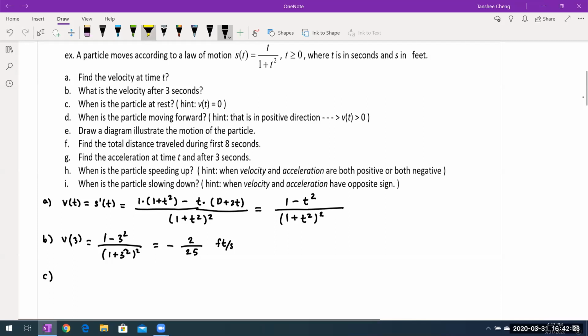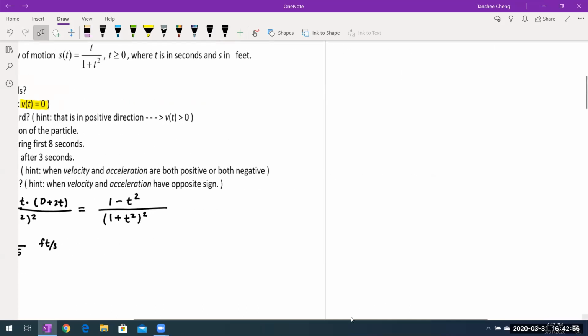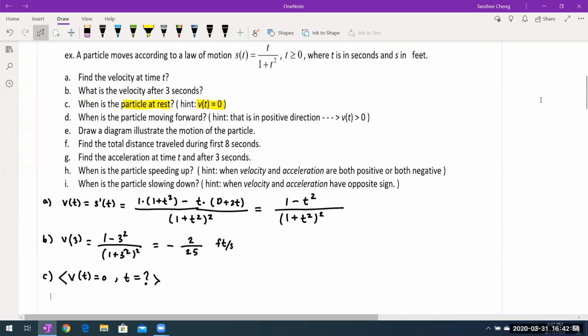So right here, what we need to understand is that when it says the particle is at rest, that basically means my velocity is 0. So basically what we are asked to find out is when v of t equals 0, and what my t is going to be. So that's the question, particle at rest. Now I'm going to try to find that function value.